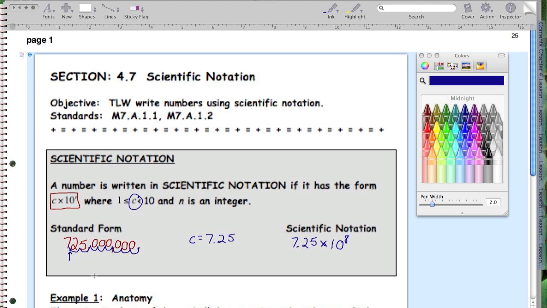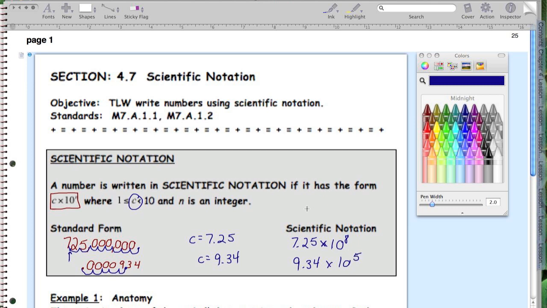Okay? Now if I had another value, maybe it was something that was between 0 and 1, it was a decimal, 0.0000934. I need to first get my c value, which is going to be right here. So c is equal to 9.34 because it has to be greater than or equal to 1, less than 10. And now I have to see how many places I needed to go to get my decimal point here. So for my original, I go 1, 2, 3, 4, 5. So it's 10 to the 5th.